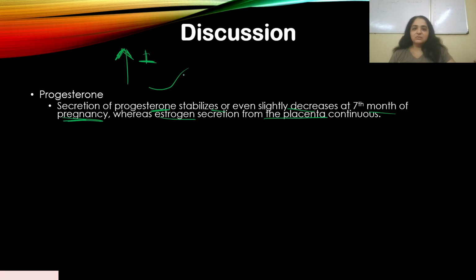Estrogen is continuously being secreted throughout the pregnancy, but progesterone decreases slightly and then becomes stable by the 7th month of pregnancy, because now it's almost time, the baby is almost developed, right? And now the progesterone doesn't really need to hold the pregnancy anymore in the endometrium.